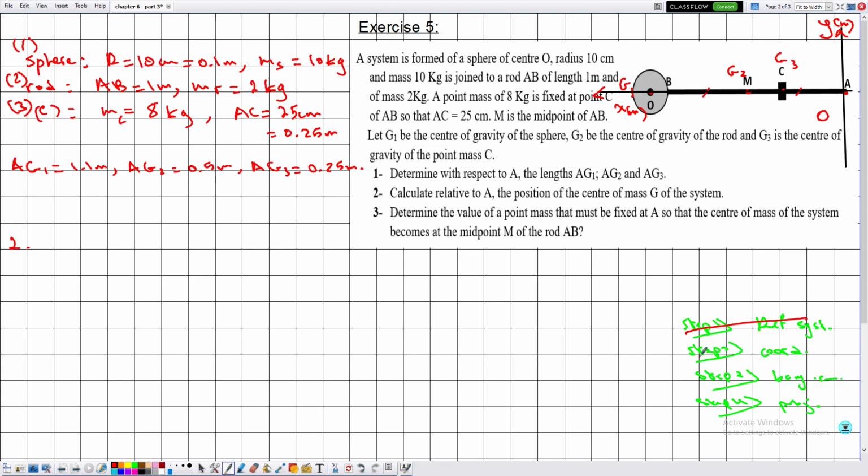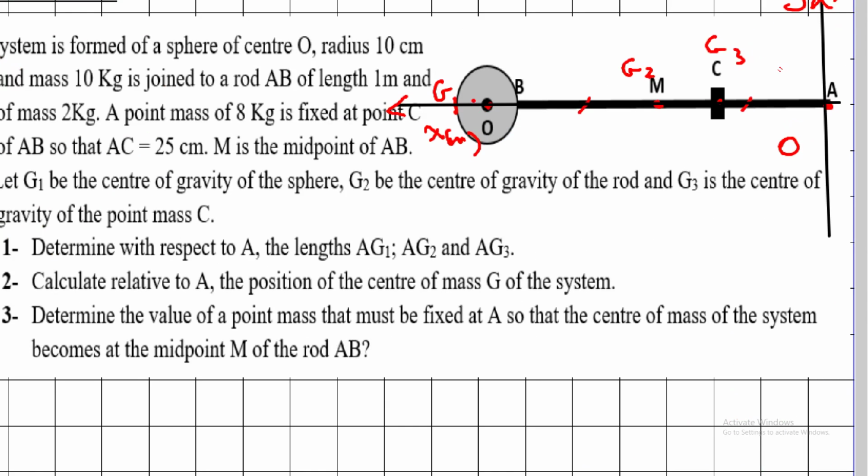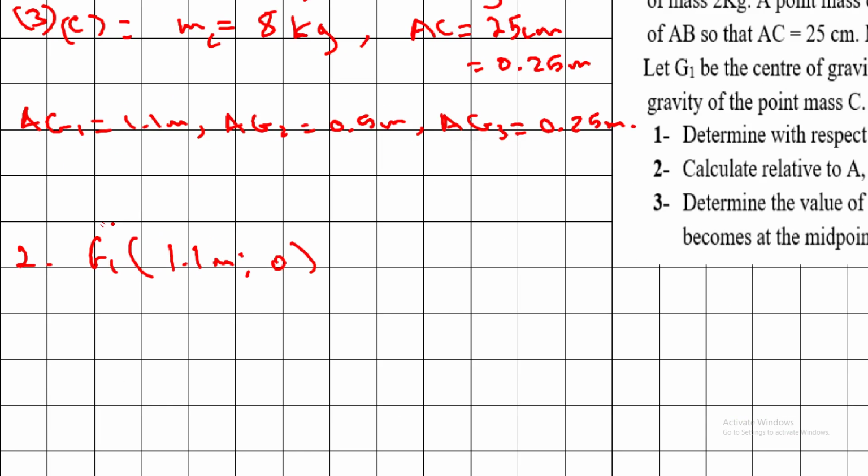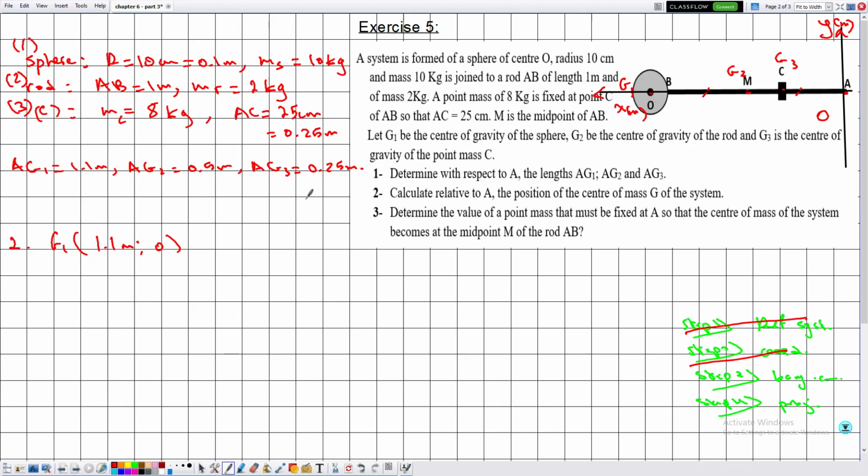We are done with step number 1. As for step number 2, we are already done with it, because notice that in number 1 we have determined the lengths AG1, AG2, AG3. So notice that now in this case the coordinates of G1 are given by 1.1 meters and 0. So G1 has an abscissa AG1, and AG1 is equal to 1.1 meters. It doesn't have any ordinate.